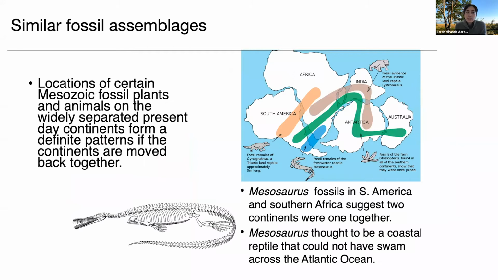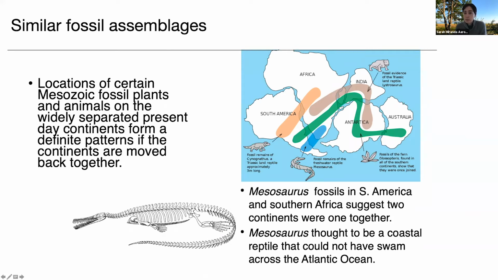Another interesting thing that people began to notice was when paleontologists began to study the fossil assemblages on different continents. And so looking at fossil plants and then also animals, they found that there were similar fossil assemblages found on different continents. So for example, the fossil remains of Mesosaurus in South America were also found in Southern Africa. All right, and so this is a continental mammal.